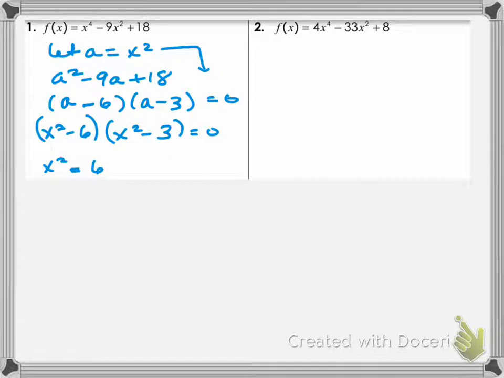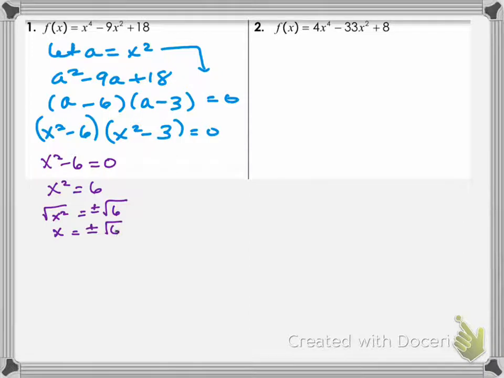Actually, let me show you what I did. I skipped a step, so I want to make sure you're clear on this. I did x squared minus 6 and set it equal to 0. So I got x squared equals 6. And then when I take the square root of both sides, so the square root of x squared, I will get plus or minus the square root of 6. So x is equal to plus or minus the square root of 6 for that binomial.